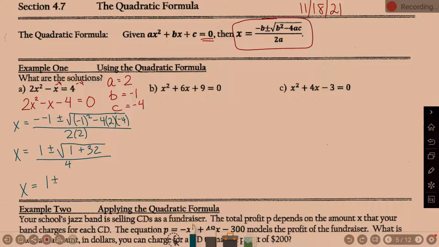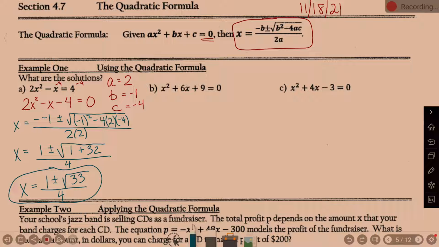Okay, continuing to clean up. 1 plus or minus the square root of 33 all over 4. What do you know about the square root of 33? It's the square root of 33. Not a perfect square. It's some fun decimal. It's the square root of 33. So, guess what? That's your answer. You're done.